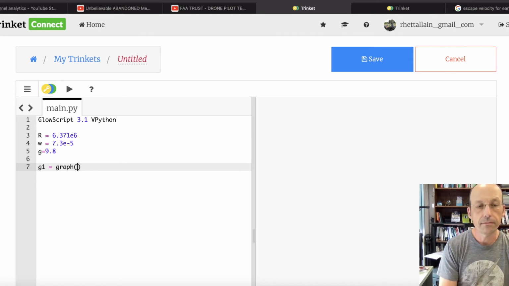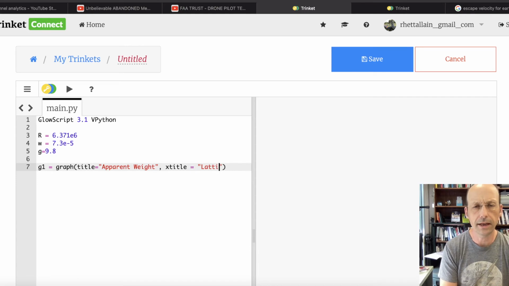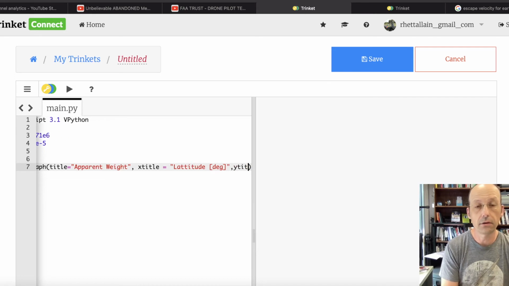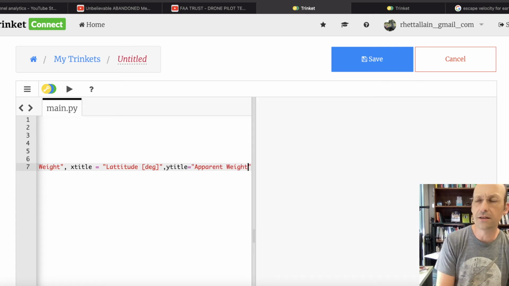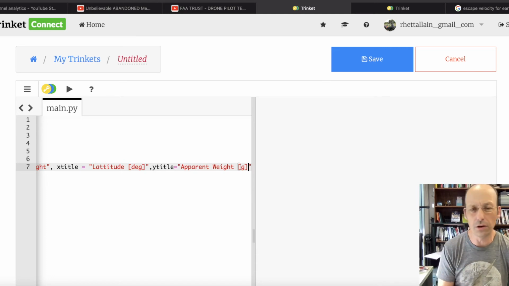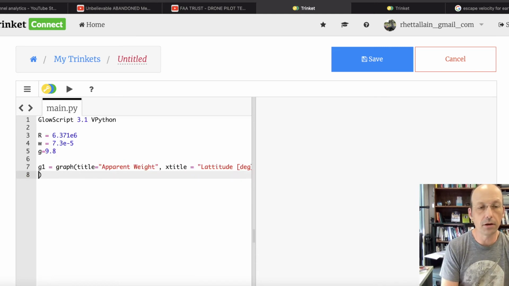Let's make a graph. G1 equals graph. Title equals apparent weight. X title equals latitude in degrees. I'll switch to degrees. Y title is going to be equal to apparent weight in G's. Let's do it in G's. Right, so I'm going to divide by G, because otherwise I'd have to do it in newtons, and that doesn't make any sense. Let's make it a little bit smaller. Width equals 500. Height equals 300. That way it'll plot a little bit better.